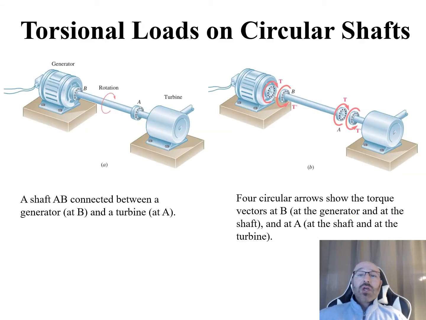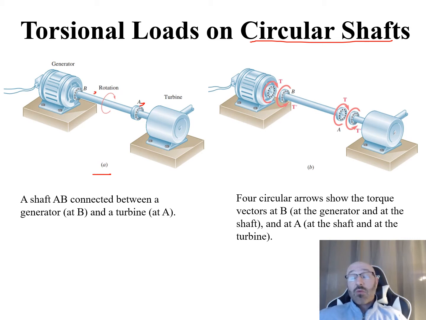So let's take a look at a slightly more practical application. Rather than just the shaft we're looking at here, we have some torsional loads on these circular shafts, but these shafts are part of a larger system. In diagram A, we can see we have shaft AB, from A to B right there, so you have shaft AB connected between.